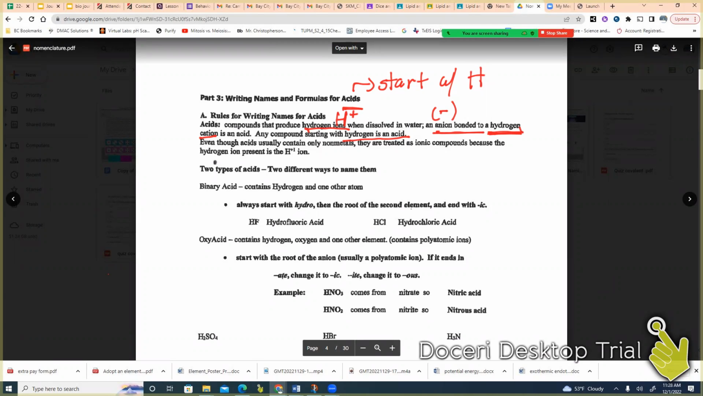Acids usually only contain nonmetals, hydrogen, and either one or two more elements. We treat them as ionic compounds because when they're put into solution or into water, they are going to present that H+ ion. The higher the H+ concentration, the more acidic something is.